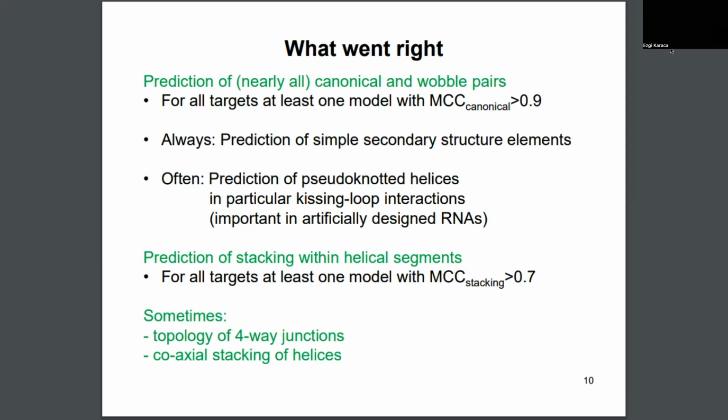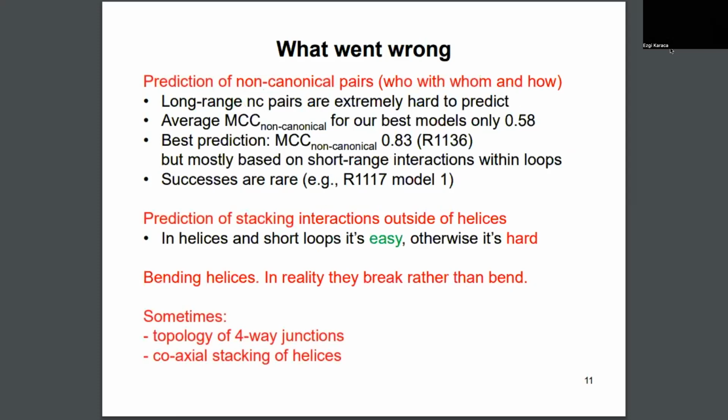In general, I think in more than half of the predictions we were right. But this is not enough. So what went wrong, starting from the end? Well, topology of four-way junctions and coaxial stacking of helices certainly went wrong in a couple of cases. And when this goes wrong, everything is wrong, even if the other things are okay.